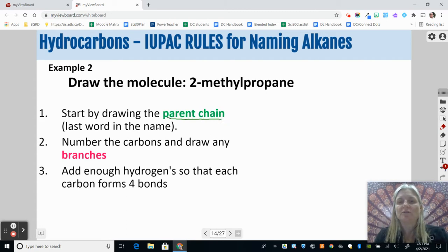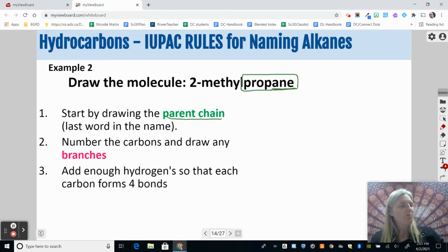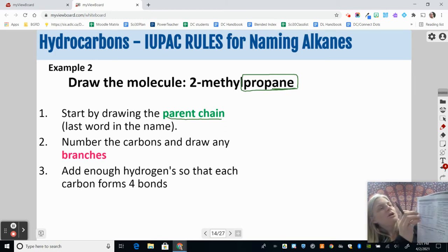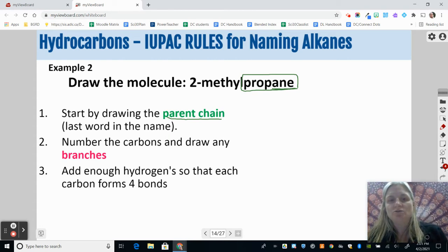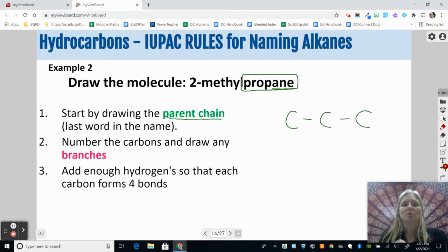First thing we do. To find the parent chain, it's always the one that ends in ANE, always at the end here, basically. Propane. If we look up propane, prop is a 3-carbon chain. We can see it here. So 3 carbons. I'm just going to draw out the 3 carbons. I'm not going to add anything else yet. I'm not going to add all my hydrogens in because I need to look at what else is attached to this chain. Then I can number the carbons and draw any branches.